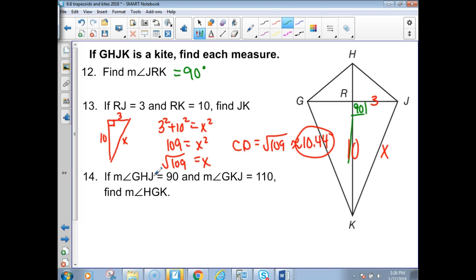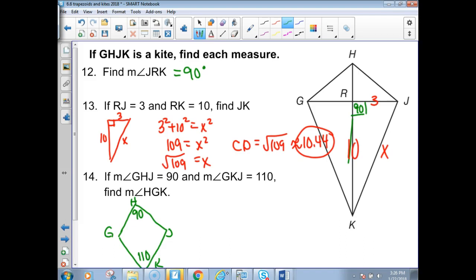Okay, measure of angle GHJ is 90. GHJ, oh, this picture makes me crazy. It is so not to scale for this question. All right, GHJ. They're telling us that tippy top part is 90. Okay, and then I can't mark it on there. It's just kind of a pain to do. And then they're telling us that down here where the K is, GKJ is 110.